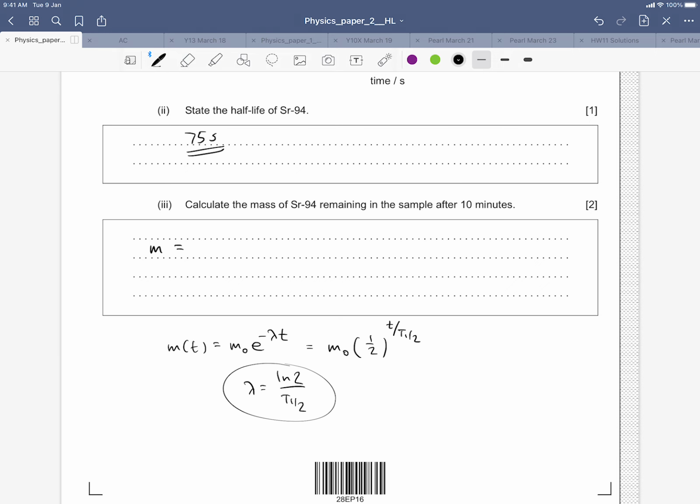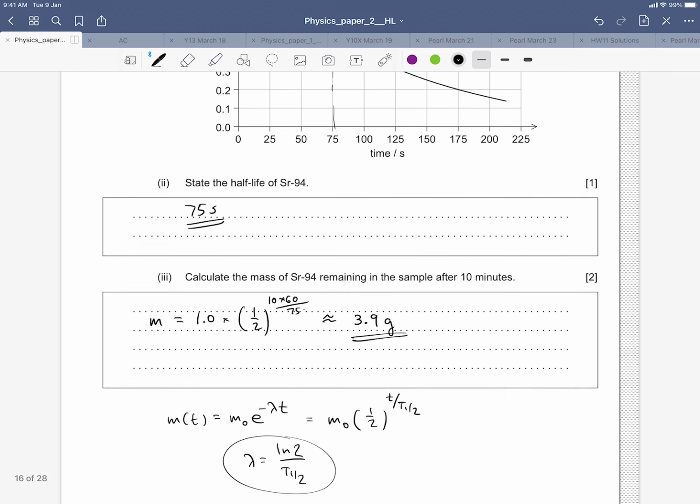So after 10 minutes we have the initial mass of 1 kilogram times 1/2 to the power, and then we're looking at 10 minutes, but we need to convert it to seconds, divided by the half-life, 75 seconds. It turns out that that's just 8 half-lives. So we just plug that into our calculator and we get around 3.9 grams. First you get it in kilograms, it's 0.0039 kilograms. There you go. Relatively straightforward question.